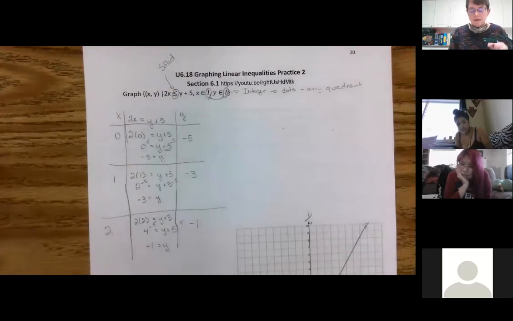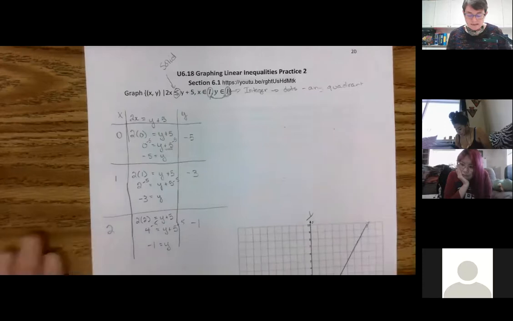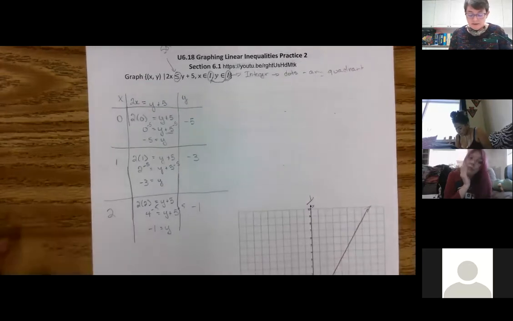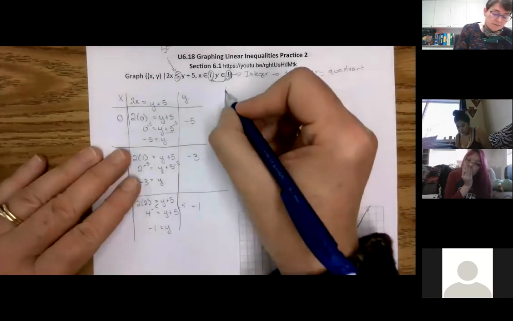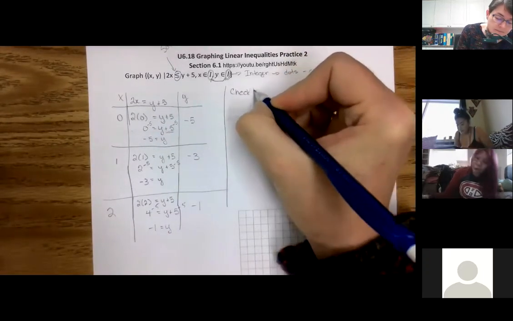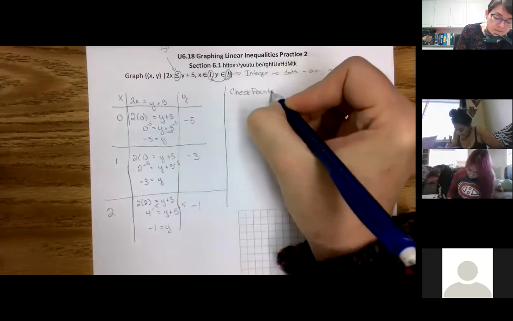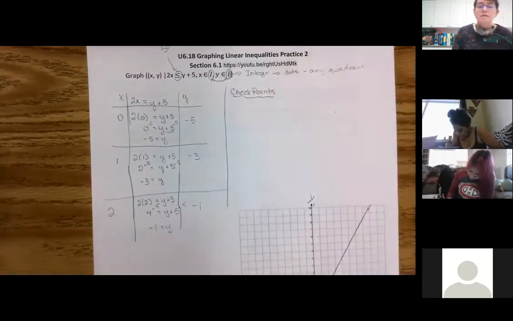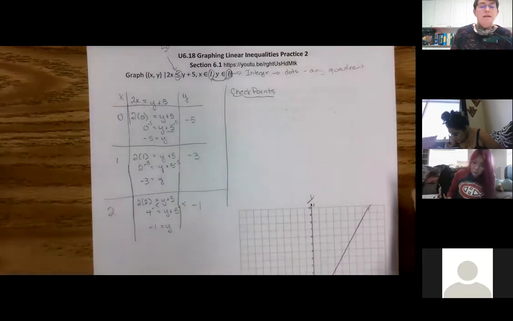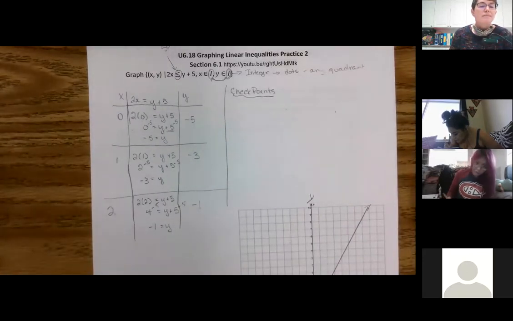Now, one side has possible solutions and one side does not. One side is going to be right and one side is going to be wrong. So we need to do our checkpoints. And there's always going to be two that you do. The first one, and this messes people up, you just pick a point anywhere on the graph except on the line.